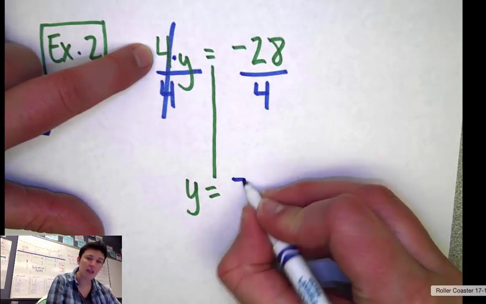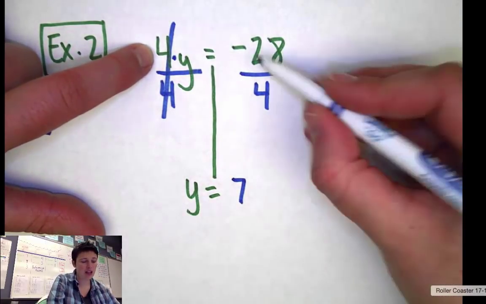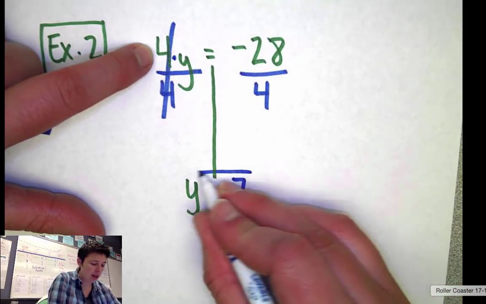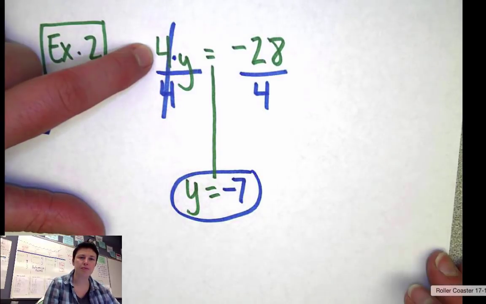Oh, well, that's 7. And then I also need to know that a negative divided by a positive, those are opposite signs, is a negative answer. So y is equal to negative 7.